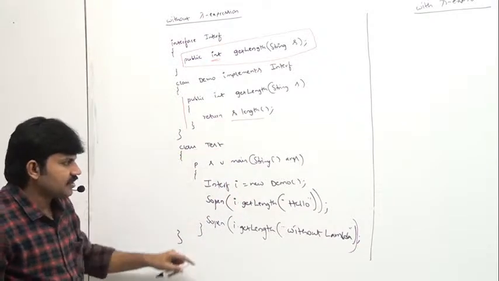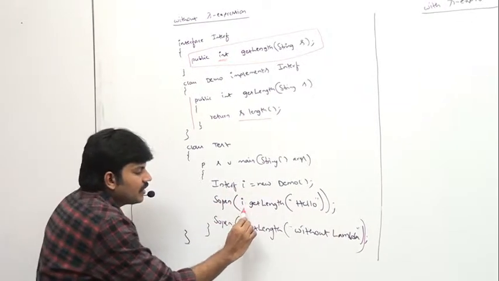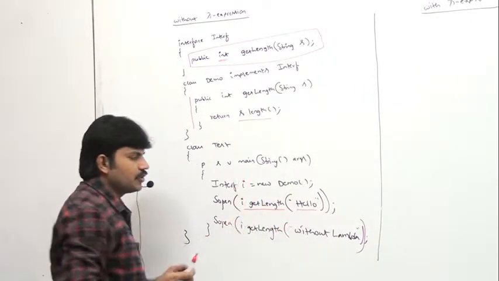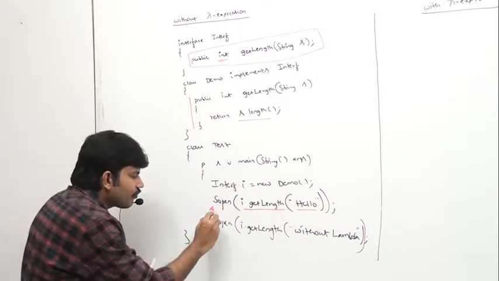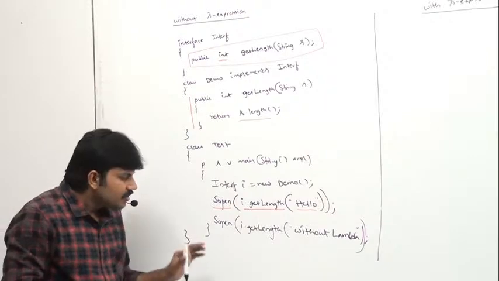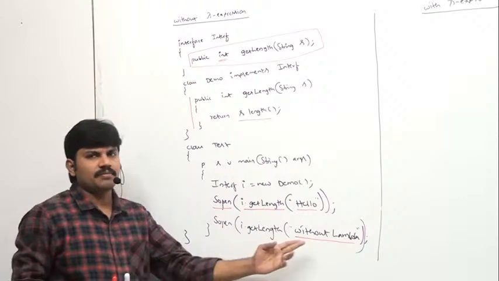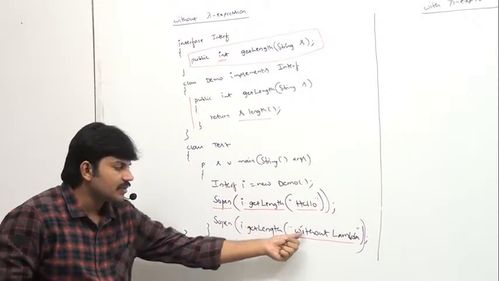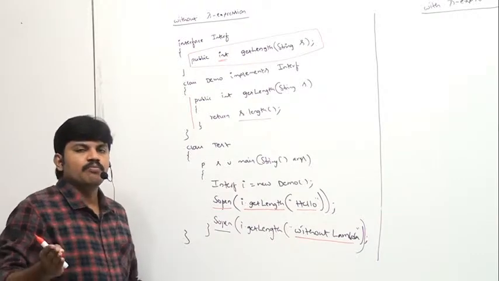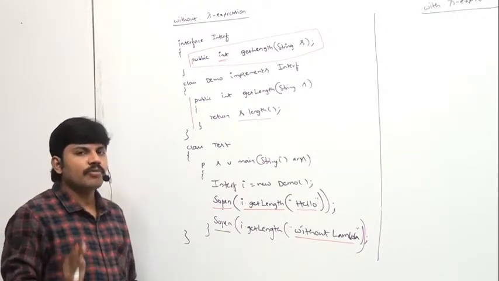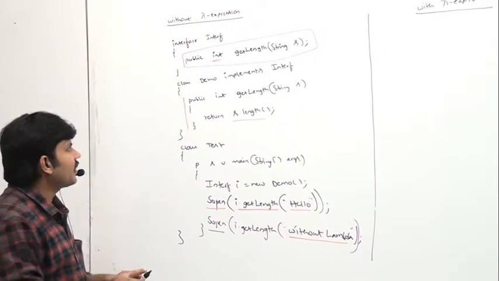Next, class test. Public static void main, interrupt I is equal to new demo. Just I'm calling I dot get length of hello. It's going to return how many characters are there? 5. It is going to return that 5, I'm printing by using an SOP statement. Similarly, I dot get length of without lambda, something like that I'm trying to print, it is going to return the number of characters just by using SOP. A simple example, before the 1.8 version, without lambdas, how you can write? Sir, now with a lambda expression, how can we write this one, sir?